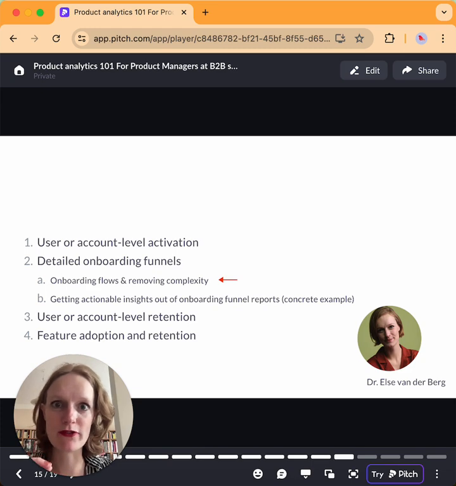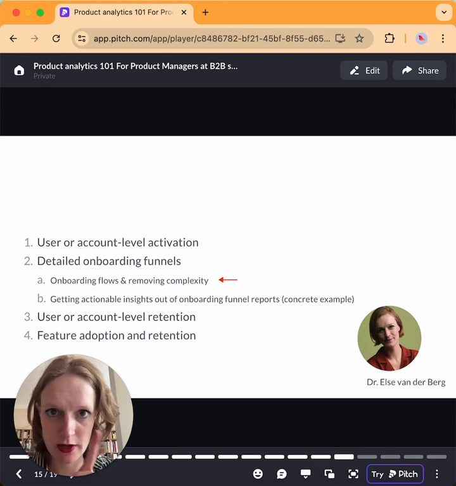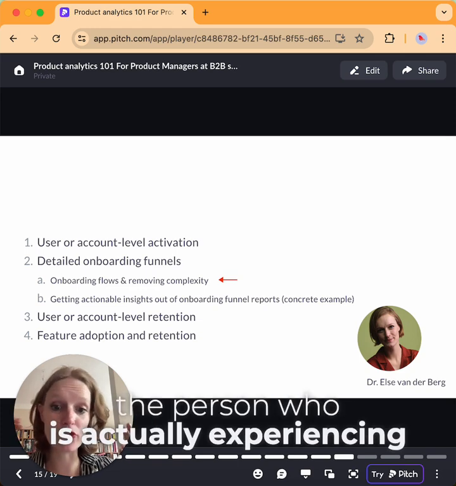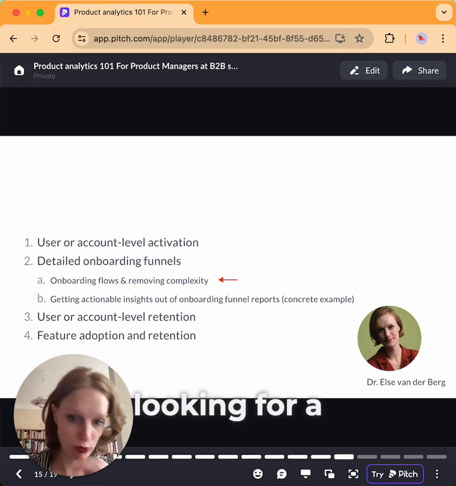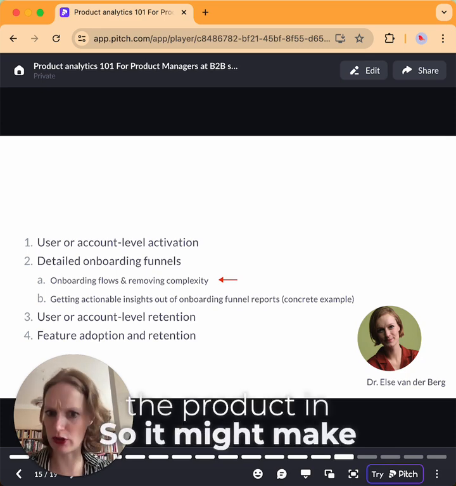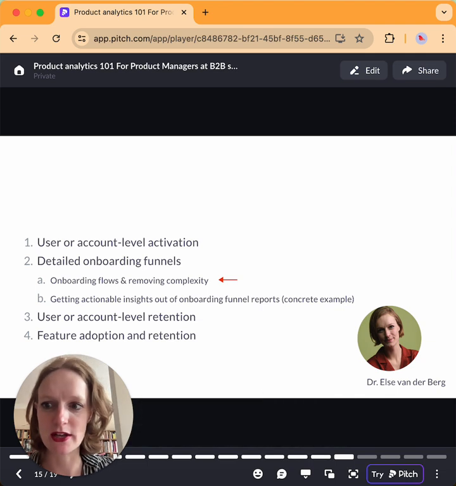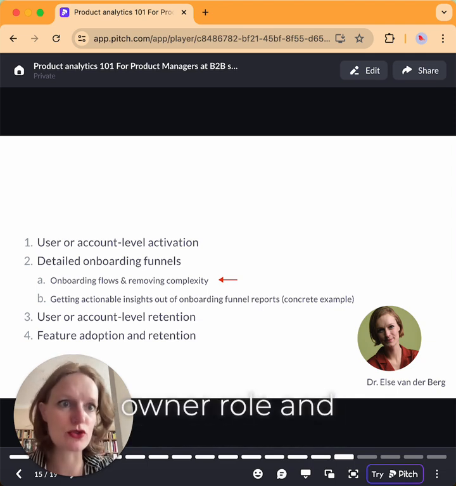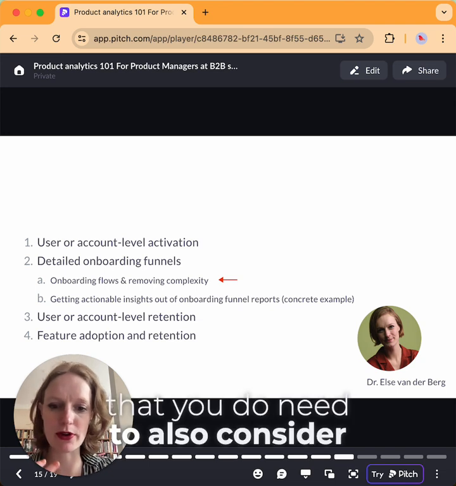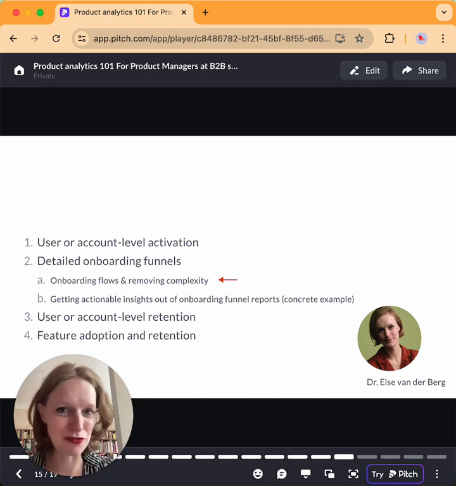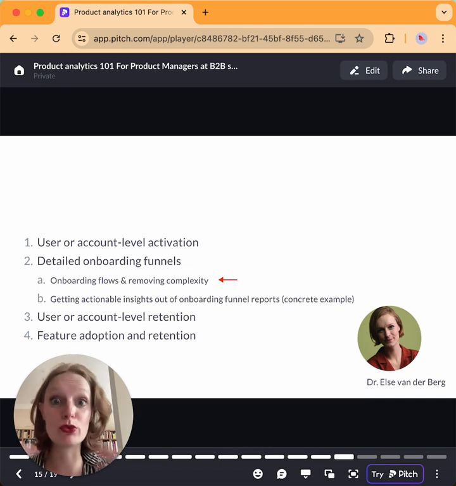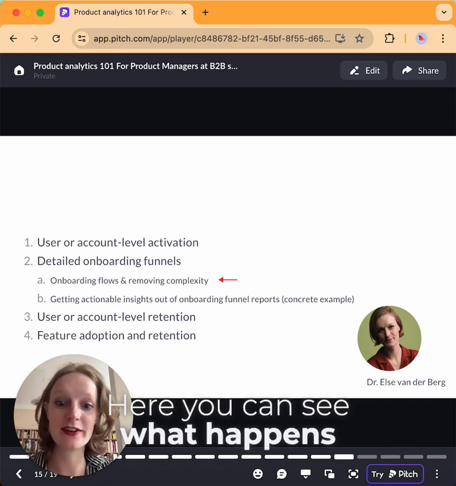Secondly, we can try to focus on one role first. For example, if your product is built for SMEs, it might be that the account owner hat is worn by the person who is actually experiencing the pain, who's looking for a solution, and who's also likely the champion, the person who's going to be bringing the product into their organization. And so it might make sense for you to start with a singular focus on that account owner role and really nail the onboarding flow for them. But of course, don't forget that you do need to also consider all these other roles. You do need to also optimize the onboarding flows for all the other team members at some point.